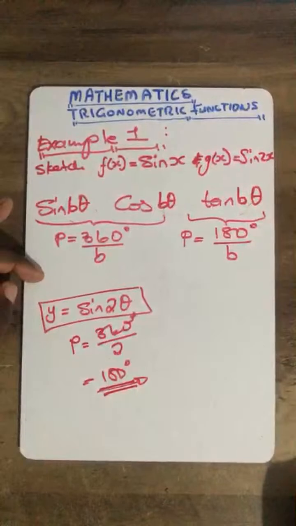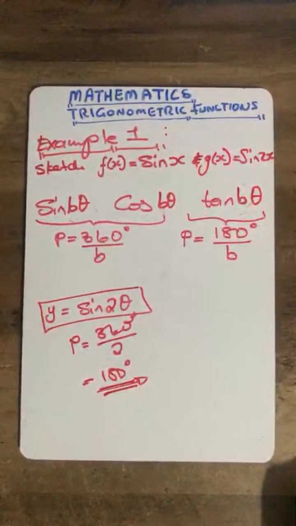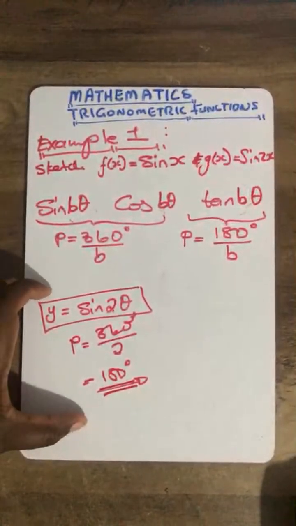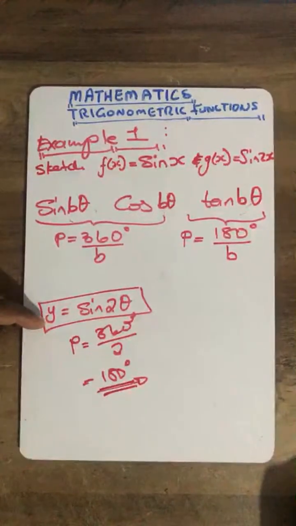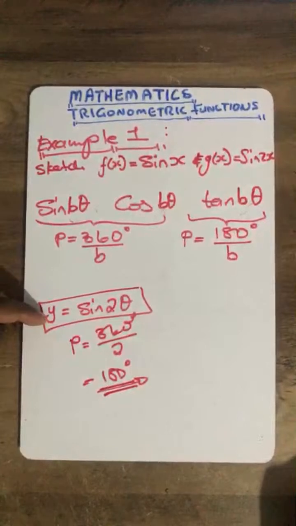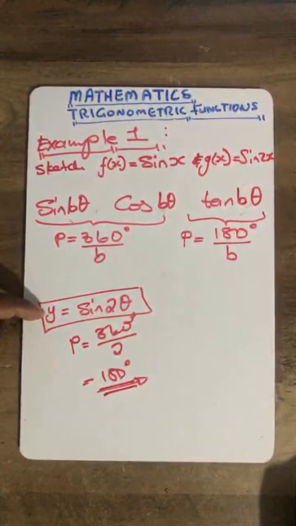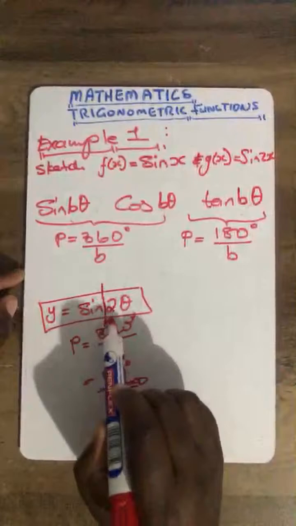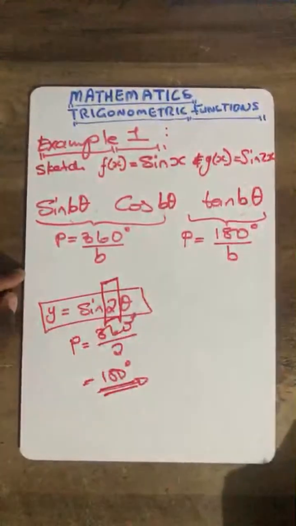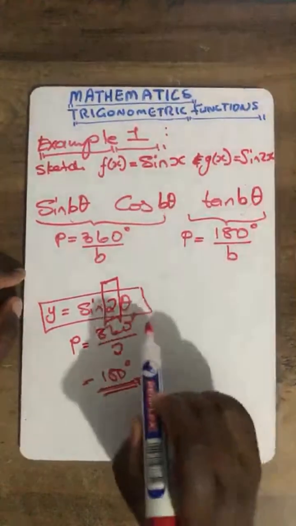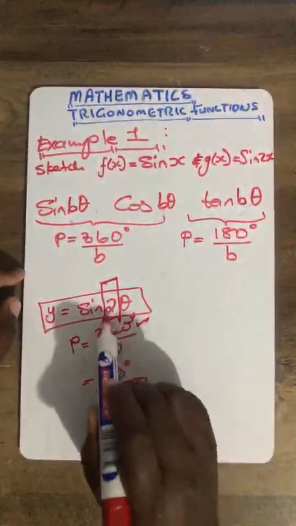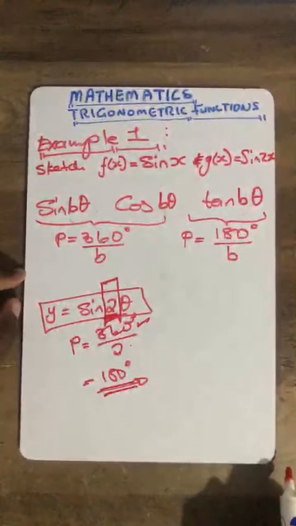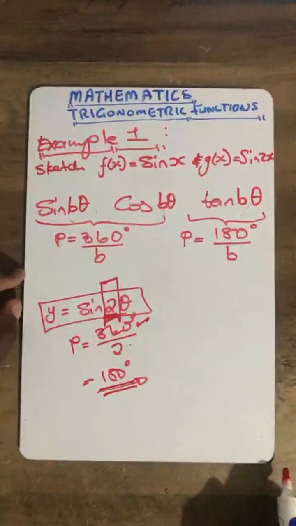It's not only when you plot that you will have to do this calculation. Sometimes they can give you the function and ask what is the period of that. Most of you are going to say it's 360. But the moment you have a 2 there, or whatever number, as long as it is not 1, just know that it is the 360 that you know, but you need to divide it by the b value, which in this case is 2.